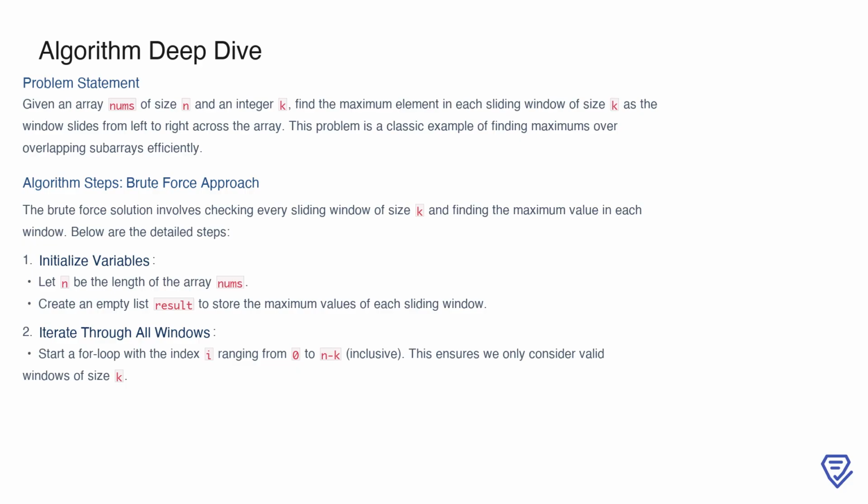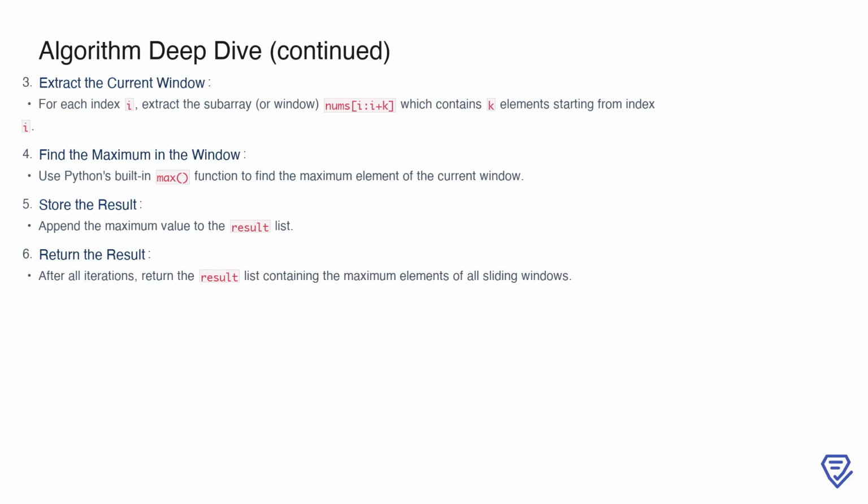Each iteration will focus on a specific sliding window, and will calculate the maximum value for that window in the upcoming steps. Now, for each index i in our loop, we extract the current sliding window by slicing the array nums from index i to i plus k. This gives us the subarray containing exactly k elements for that window.